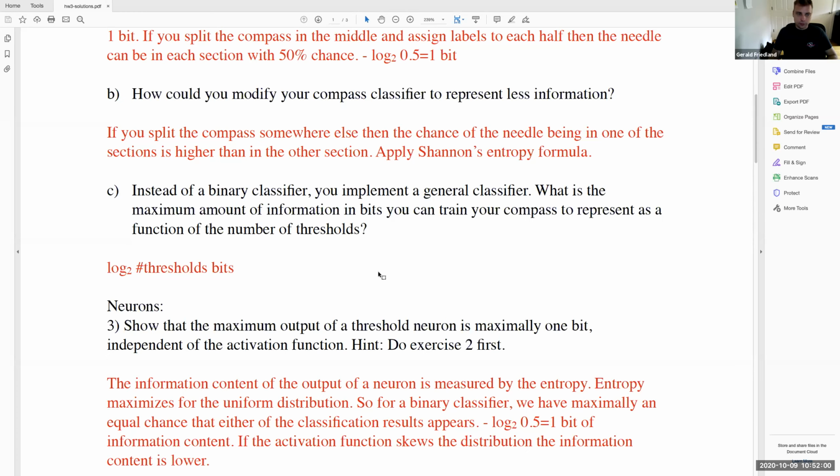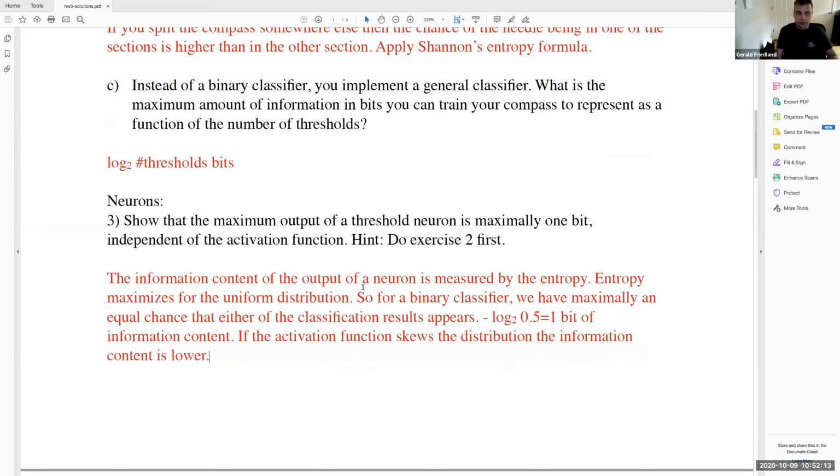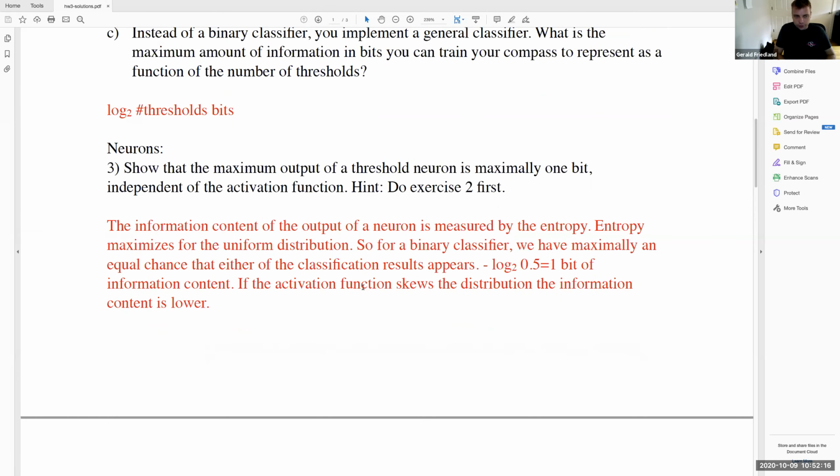So, show that the maximum output of the threshold neuron is maximally 1 bit, right? Independent of the activation function. And of course, the hint is to do exercise 2 first. Why? Because I explained it actually in the lecture. The information content of the output of a neuron is measured by the entropy. Entropy maximizes for the uniform distribution. That means for a binary classifier, there's maximally an equal chance that either of the classification results appears. So it's either fire or not fire for the neuron, or you're below or above the activation function, right? And so that makes it minus log 2 of 0.5, or 1/2, is 1 bit of information.